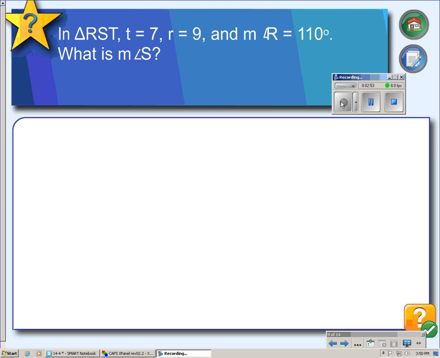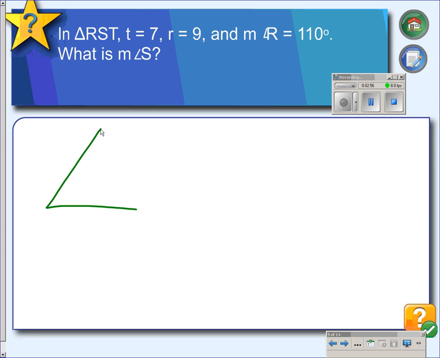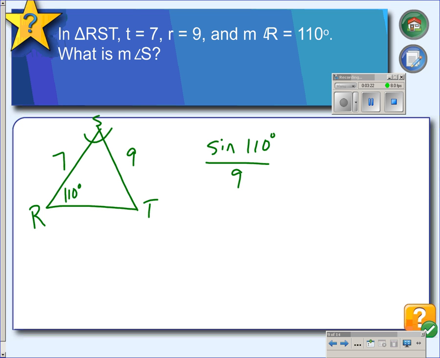Okay, here's another example. We have triangle RST, where side T is 7, side R is 9, and the measure of angle R is 110 degrees. We're looking for the measure of angle S. So setting up our ratios, we can do the sine of 110 over 9, that goes together, and we can do the sine of T over 7, those go together.